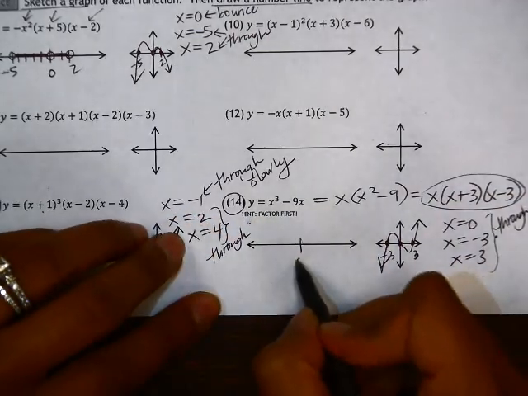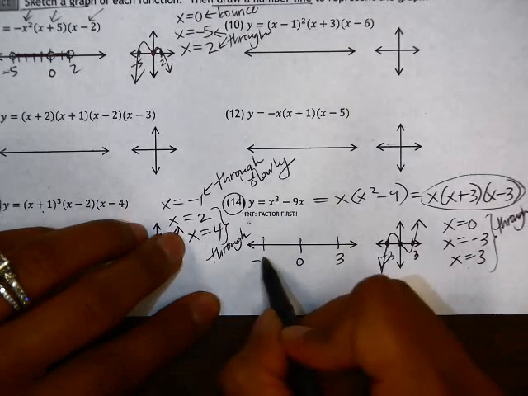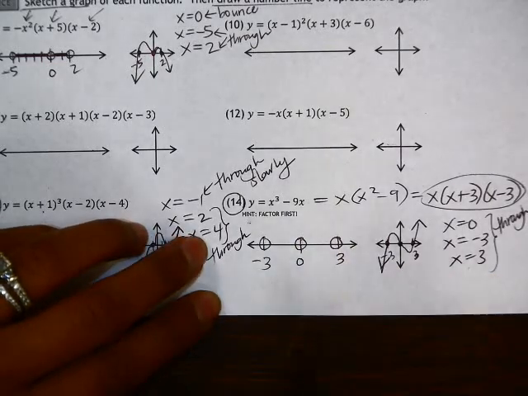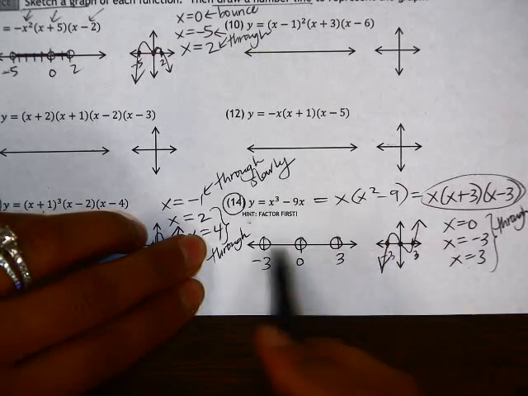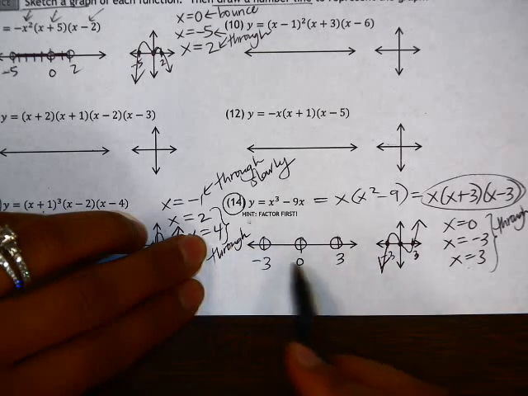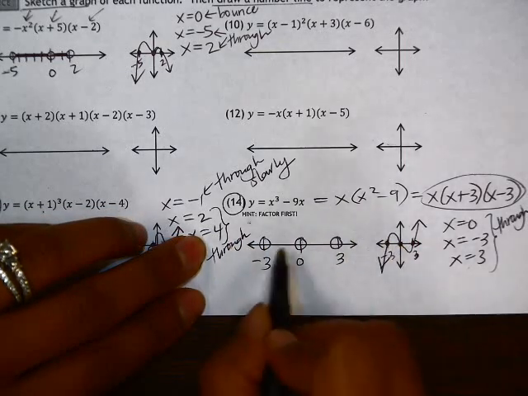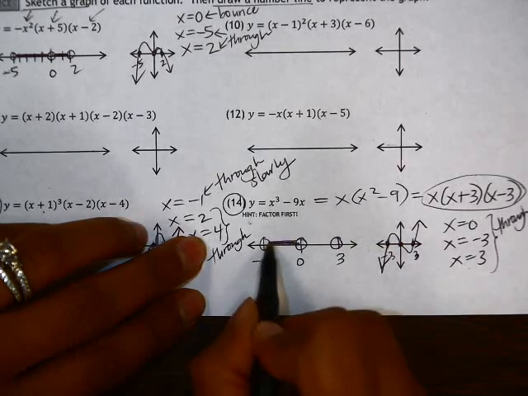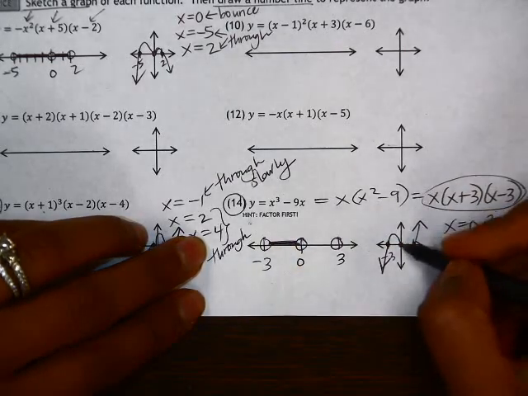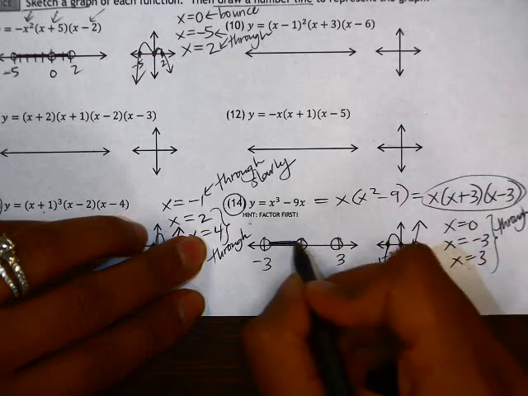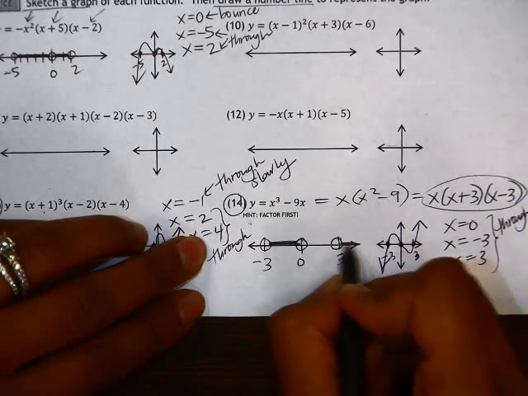On my number line, so 0, 3, and negative 3, my graph is negative when I'm less than negative 3. It's positive between negative 3 and 0. It's negative between 0 and 3, and positive again when we're greater than 3.